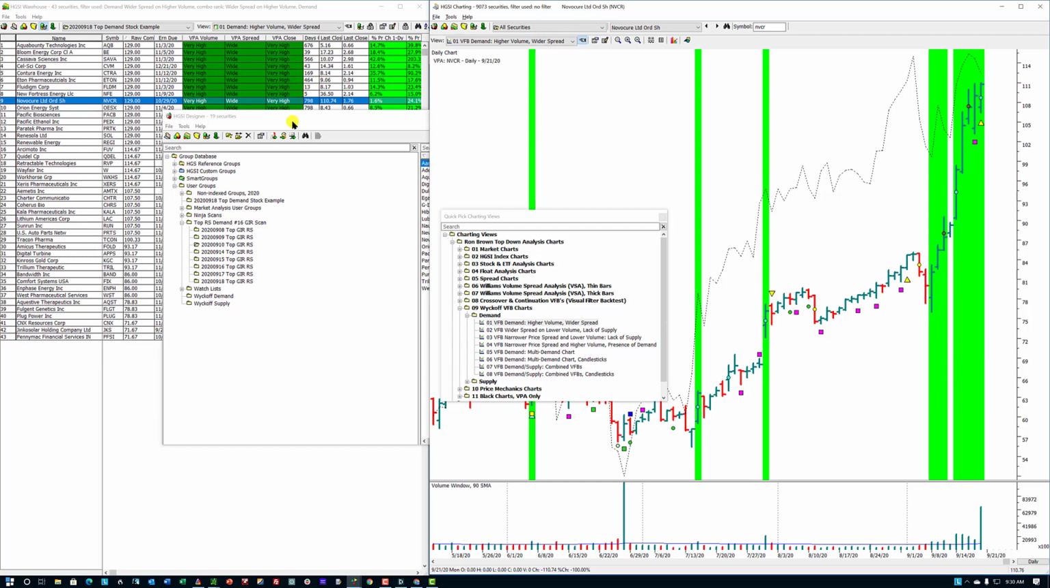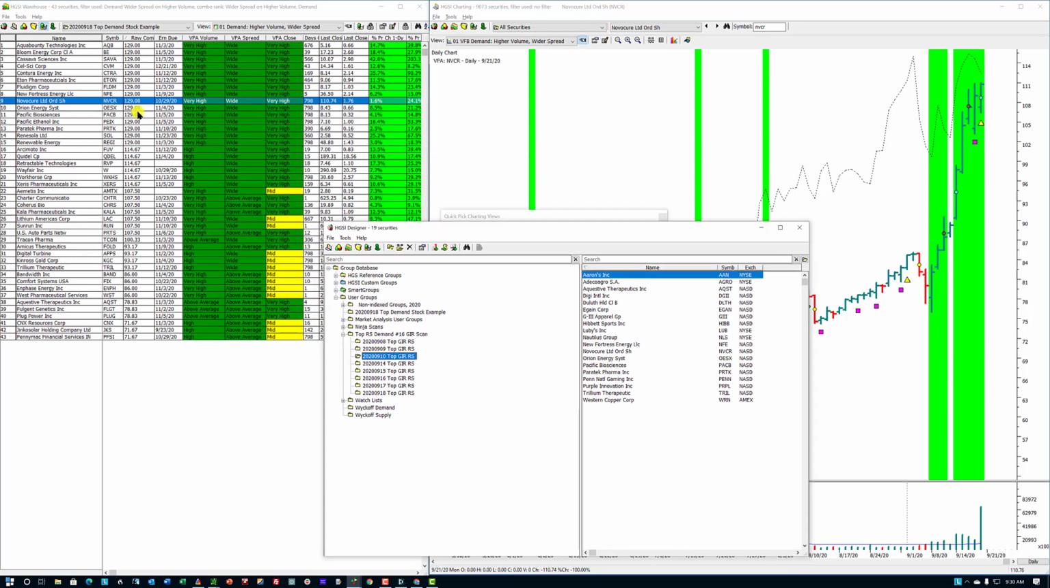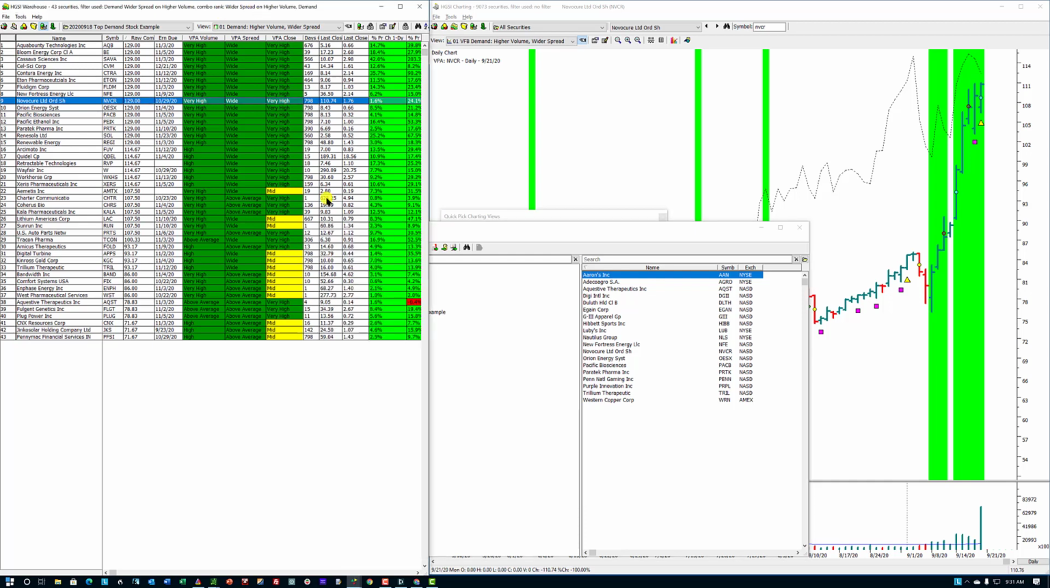So if you start running this, look for stocks that continue to appear. Now I'm hoping when the new version of HGSI comes out, I can incorporate this all into a smart group. But I still may have to use the demand screen on this, we'll see. I really don't know because I haven't seen it yet.